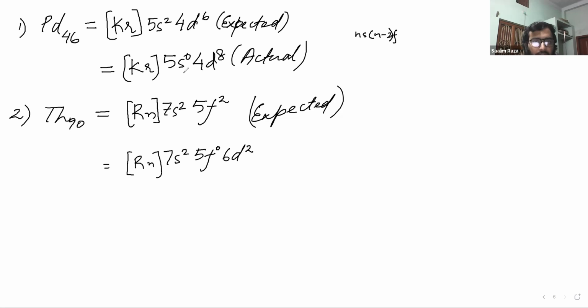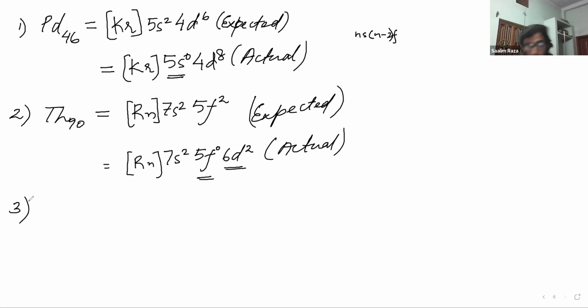I have written 5s0 and 5f0 here, but you can omit these. You don't have to write these. I have just written them to show that the F electrons have now transferred to the D subshell. The F electrons are now in the D subshell. Okay, this is actual.